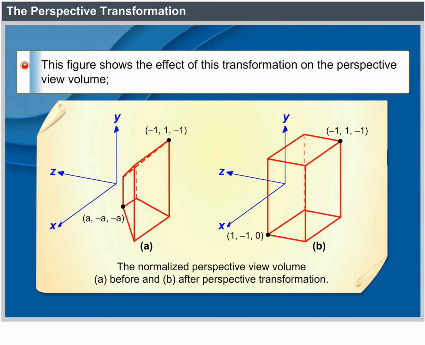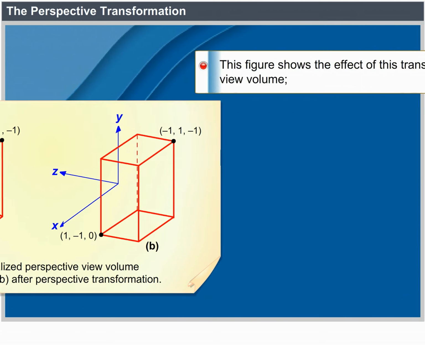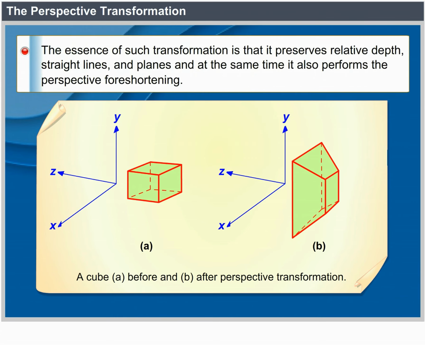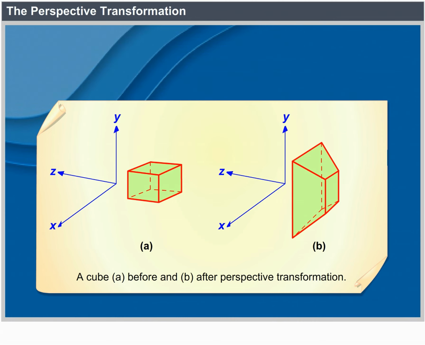The normalized perspective view volume A before and B after perspective transformation. This figure shows how a cube is distorted by the transformation. A cube A before and B after perspective transformation. The essence of such a transformation is that it preserves relative depth, straight lines, and planes, and at the same time performs the perspective foreshortening. The division that accomplishes the foreshortening is done just once per point rather than each time 2 points are compared.